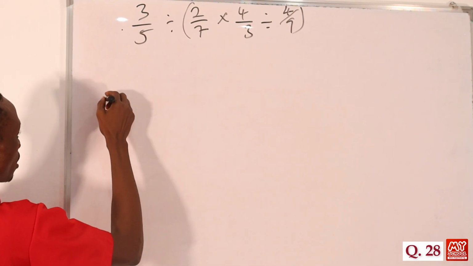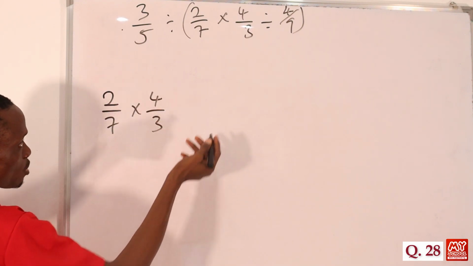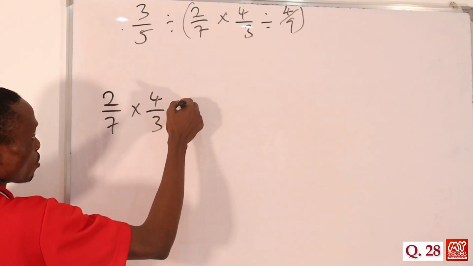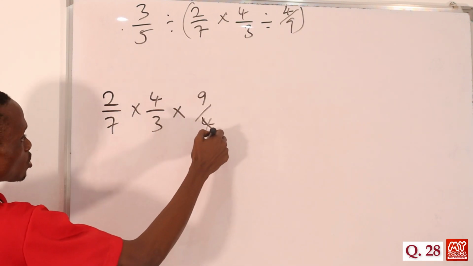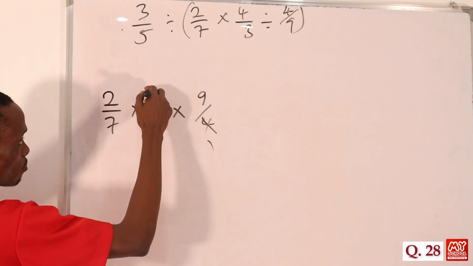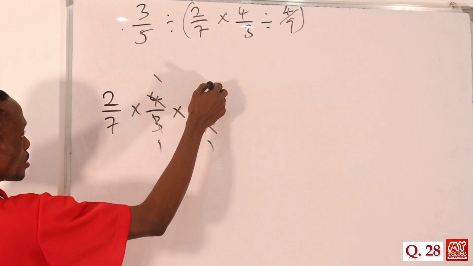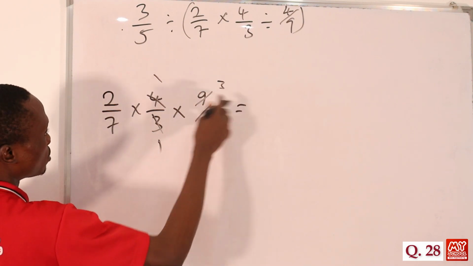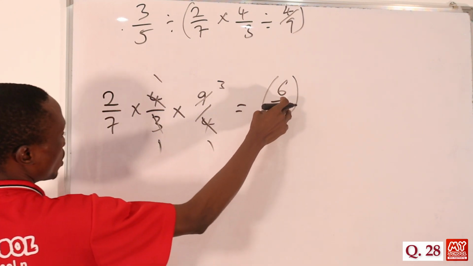The fractions in the bracket are 2 over 7 times 4 over 3, divided by 4 over 9. We can switch this sign, so here we'll have times, then 9 over 4. So the 4s cancel out: 4 here is 1, 4 here is 1, 3 here is 1, and 3 here is 3. So at the end of the day, we'll have 6 over 7. So this is what we have in brackets.